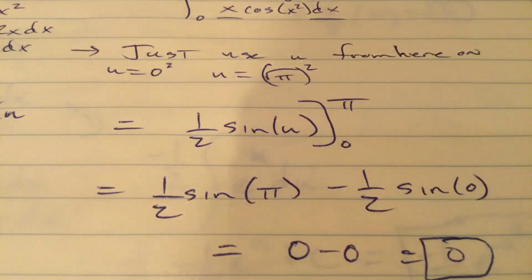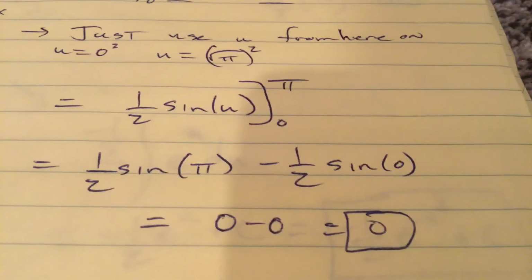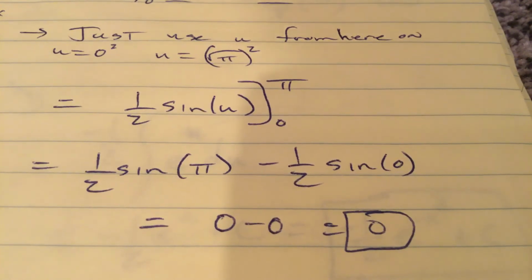What's the antiderivative of cosine? It's sine. Plug pi in, plug 0 in. Sine of pi is 0. Sine of 0 is 0. Overall answer, 0.